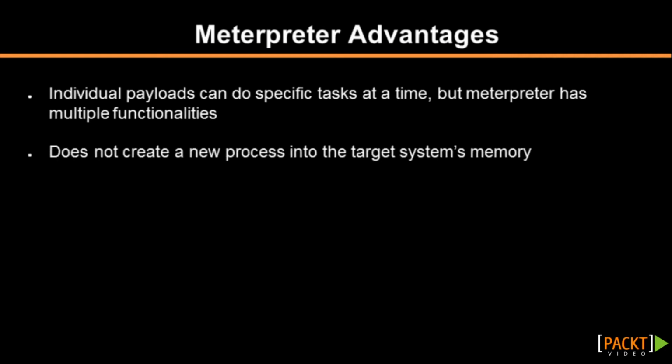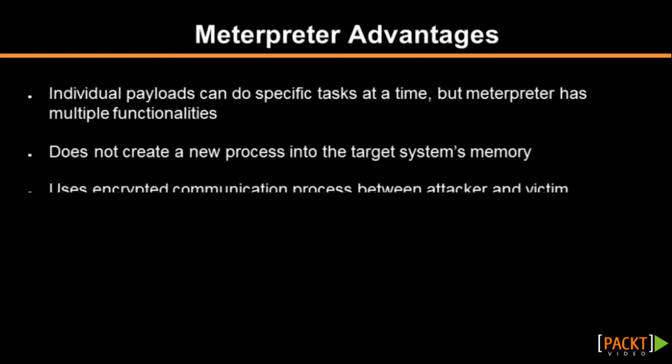Furthermore, Meterpreter does not create a new process in the target system memory. This means that whenever DLL injection happens, a new process is not created inside the memory. The major advantage of this is that the antivirus product will not be able to detect the DLL injection process. They will only be able to detect payloads if a new process is created. And finally, the last advantage of Meterpreter is that communication between the attacker and the victim machine is encrypted. It basically carries over the TLS or TLV protocol.